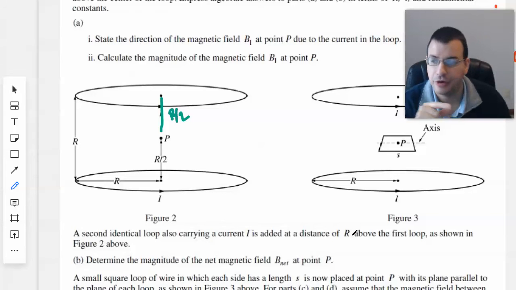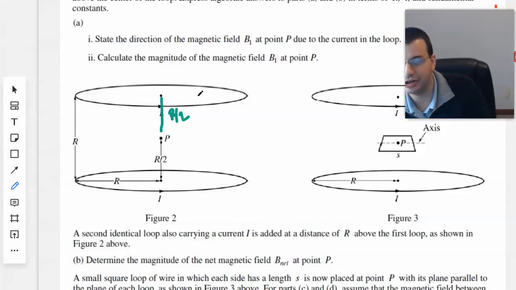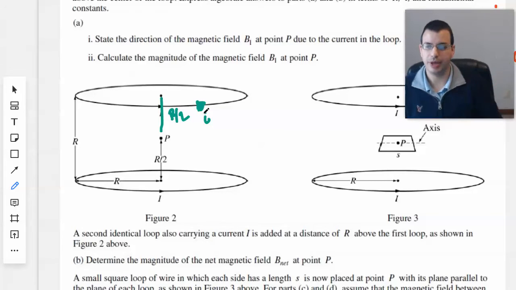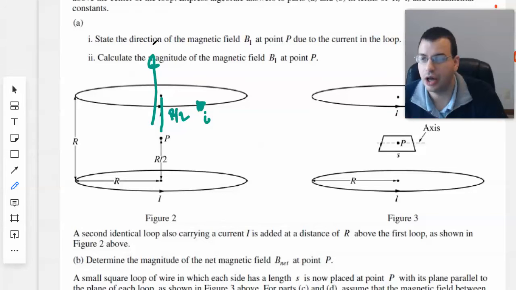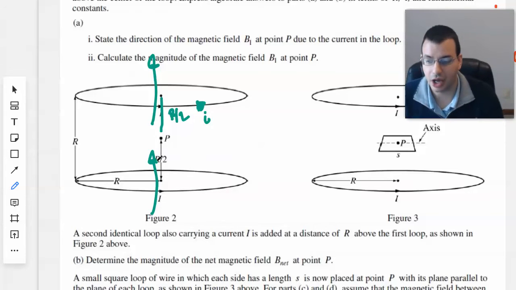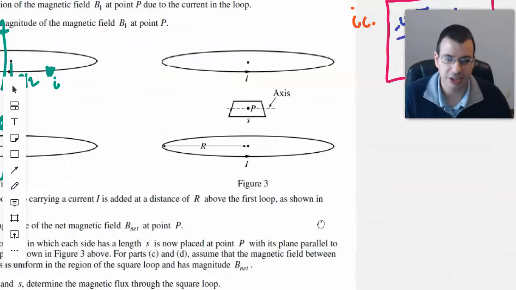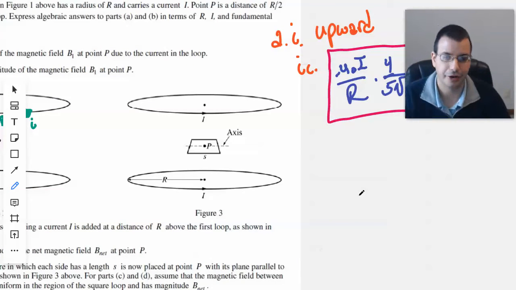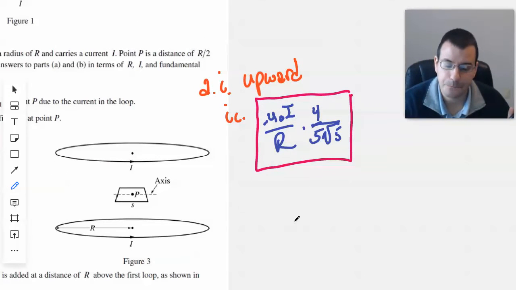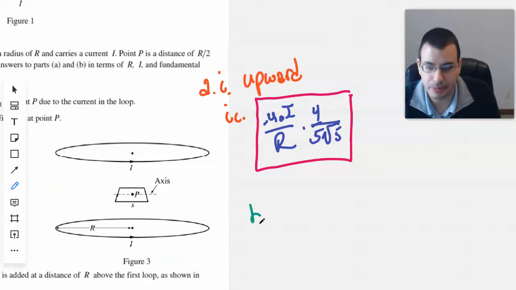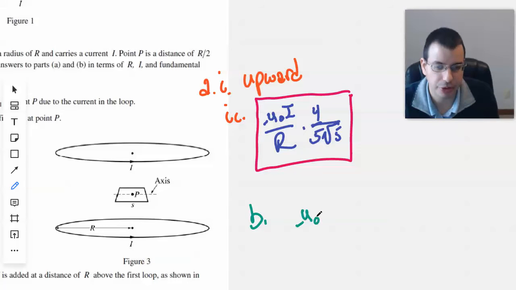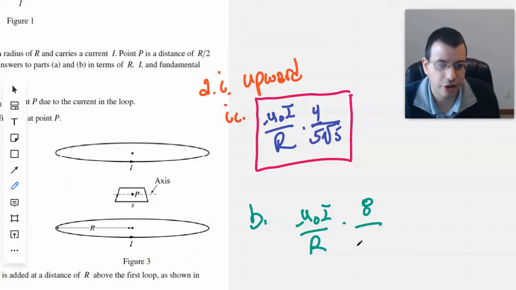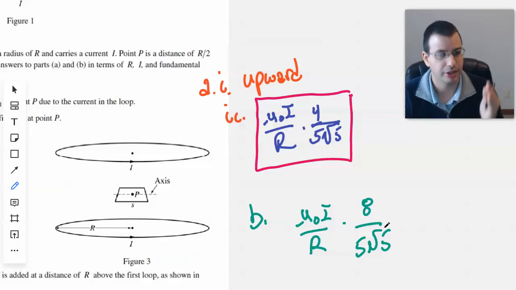Okay, so we're given the current direction. Kind of hard to see there, but it's going this way. So by the right-hand rule, the magnetic field for this goes up. The magnetic field for the first one goes up. And since z can be either positive or negative, it's not going to matter. The net magnetic field for this will just be mu naught I over r times 2, which I'm just going to write as 4 times 2 is 8, over 5 square root of 5. So we just double it.